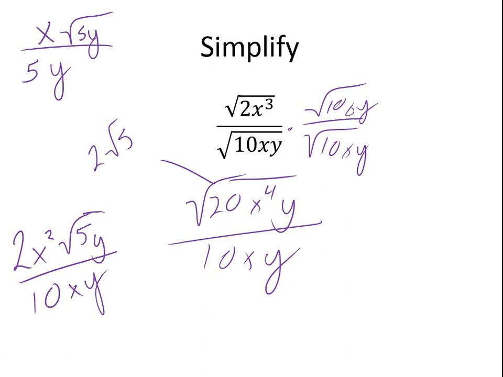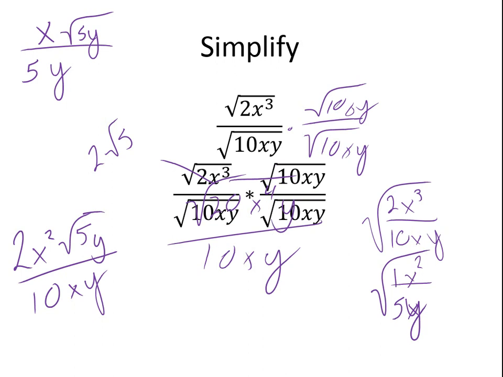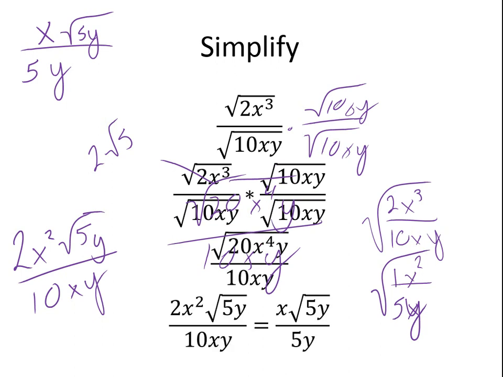Another way of doing this would have been to put it all underneath the radical and then reduce, which would get you x squared over 5y underneath the radical, and then rationalize it from there. But you'll still get your same answer.